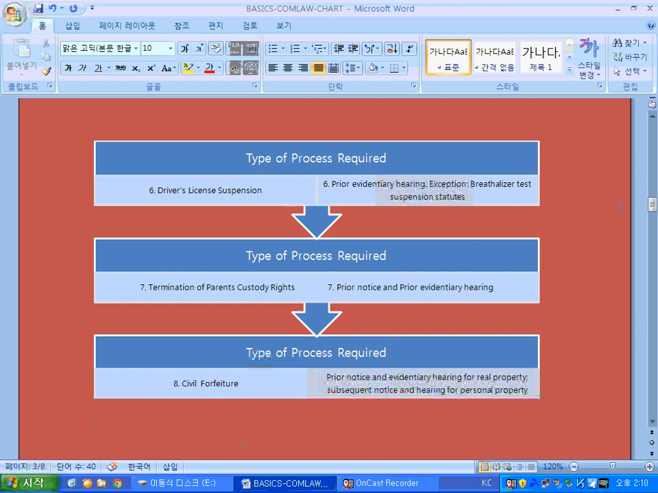And we may consider a termination of parents' custody rights. In this case, a prior notice and prior evidentiary hearing has to be offered to satisfy the constitutional requirement.